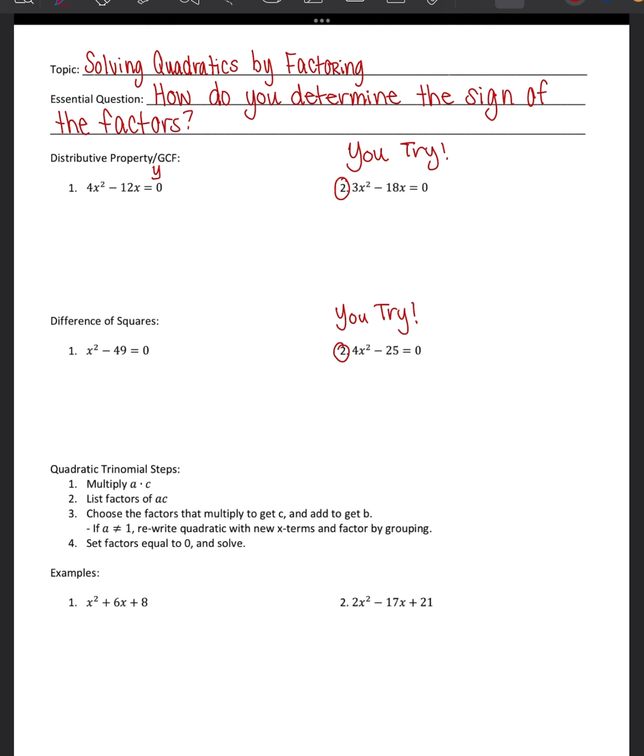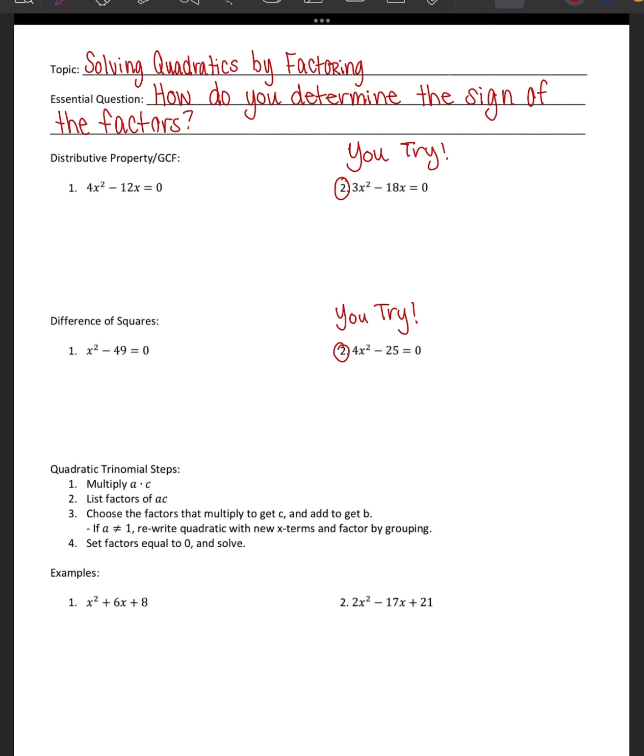So we're going to be finding where our graph crosses the x-axis, our x-intercepts, by replacing y with a 0 to find our x-intercepts. So we're going to be factoring just like normal, and then once we find our factors, we're going to set those factors equal to 0 and solve to find where it crosses the x-axis.